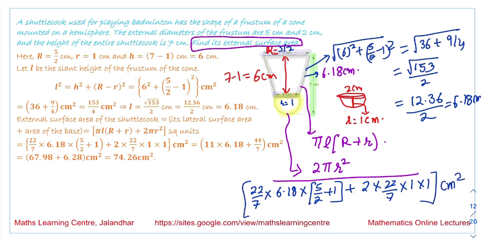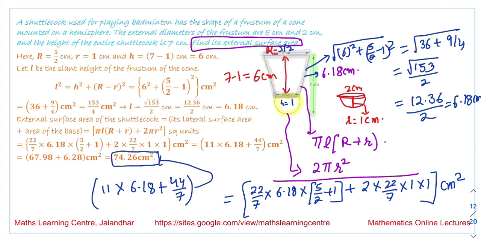and it is this much centimeter square. On solving this, you will get 11 into 6.18 plus 44 by 7, and on calculating this value, the final answer you will get is 74.26 centimeter square. So the lateral area we are saying is the lateral surface area of the frustum of cone plus the area of the base. Base means we are talking about the hemisphere, and this is the frustum of cone. So the final answer we get, the total area, is 74.26 centimeter square.